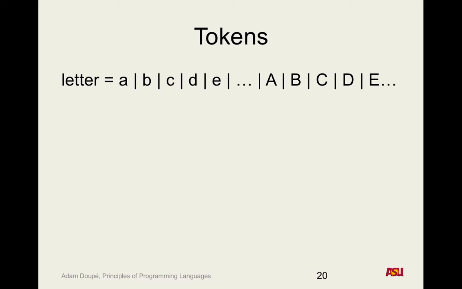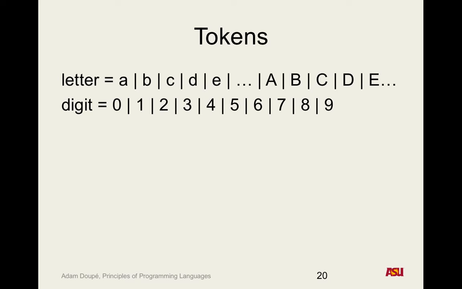Okay, so how would we define a digit? 0 through 9 divided by the bar operator. Yeah, so 0 through 9 divided by the bar operator, right? So exactly the same way here. Okay.